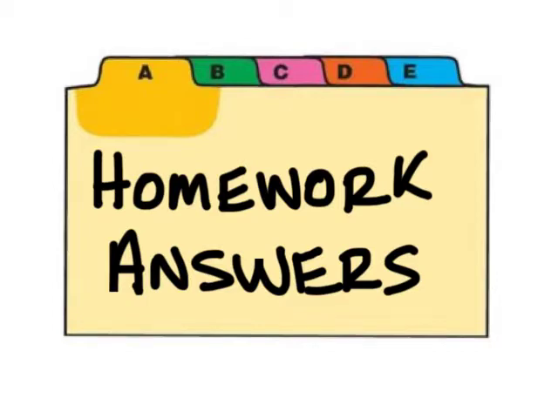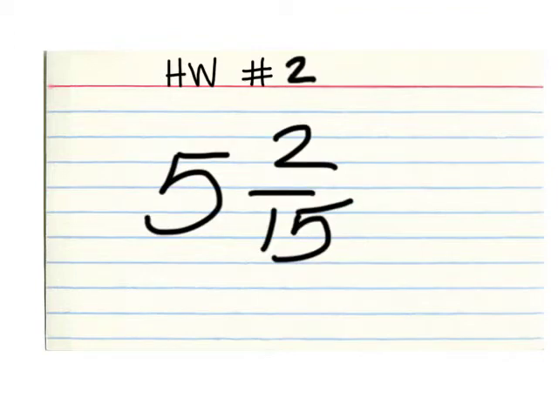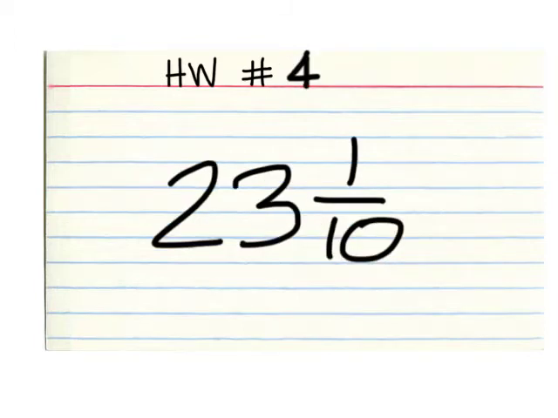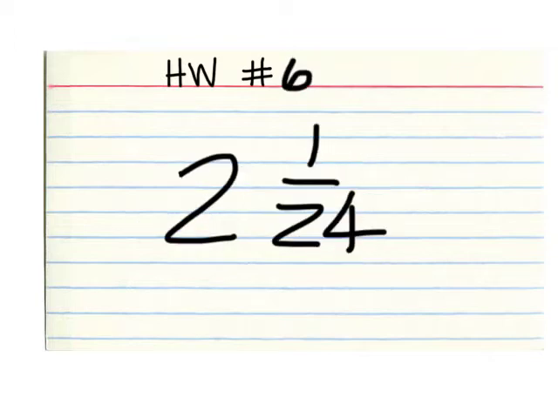Homework answers. Number 1 is 8 1/3. 2 is 5 2/15. 3 is 20 1/18. 4 is 23 1/10. 5 is 48 3/4. 6 is 2 1/24.